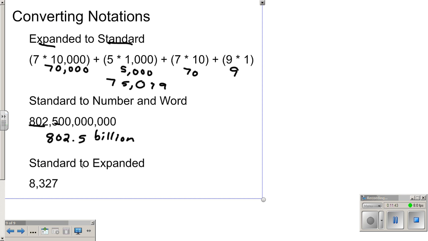And then standard to expanded: we start with each digit and multiply it by its place value, our 8 in our thousands place. We're going to add that to our 3 in our hundreds place. Add that to our 2 in our tens place. And add that to our 7 in our ones place.